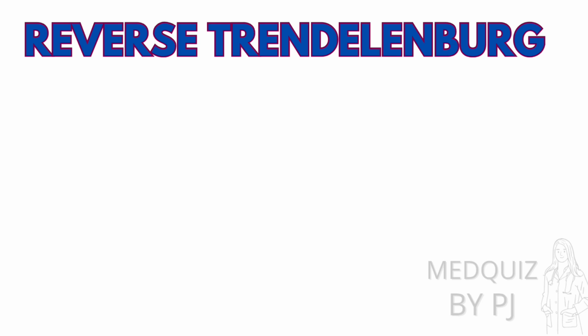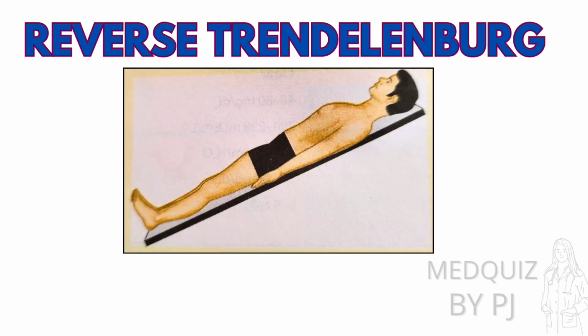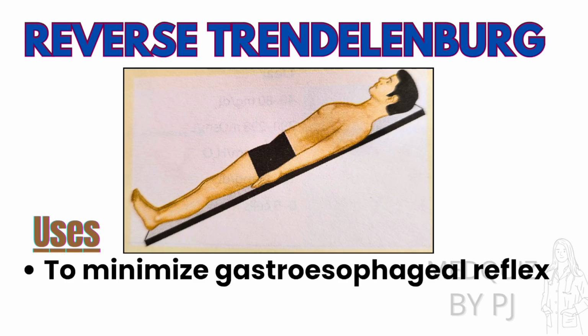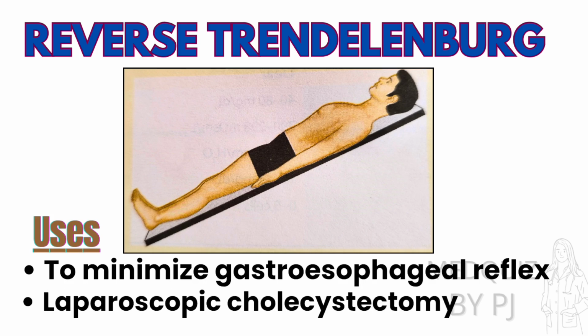Reverse Trendelenburg. It is just opposite to Trendelenburg position. In this position, the head of the bed is elevated higher than the foot level with no flexion at waist level. Uses. To minimize gastroesophageal reflux. Laparoscopic cholecystectomy.